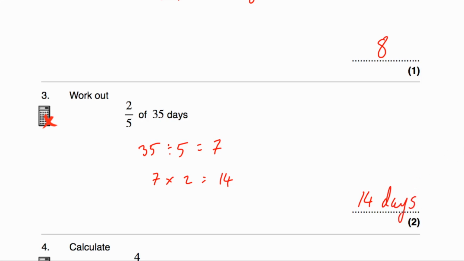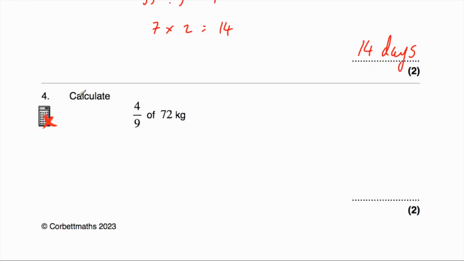Okay, let's have a look at our next question, question number 4. Question number 4 says, calculate 4/9 of 72 kilograms. So we want to work out 4/9, so we're going to divide by 9 and then multiply by 4. So let's take 72 and divide by 9, divided by the bottom. So 72 divided by 9 is 8, because 9 times 8 is 72. So we've worked out 1/9 of 72 kilograms, that would be 8 kilograms.